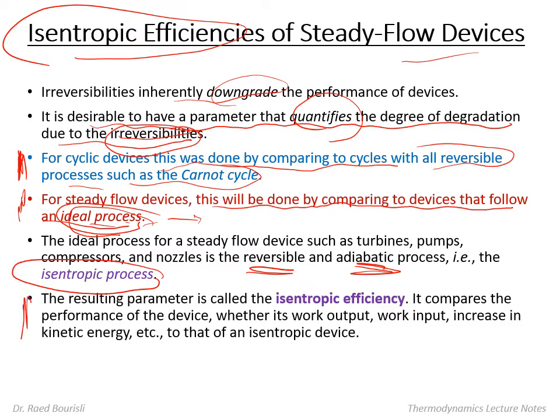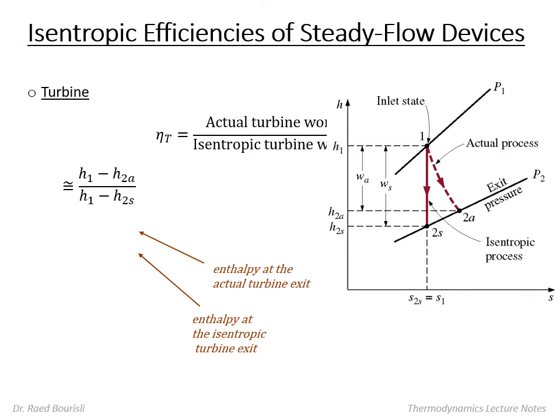The resulting parameter of this comparison between the actual and the isentropic is called the isentropic efficiency, which compares the performance of the device, whether it's work output, work input, increase in kinetic energy, whatever desired output of the device, to that of an isentropic device. I'll just compare it to the performance of the isentropic device. For example, the isentropic efficiencies, I'll study 3 or 4 of them.